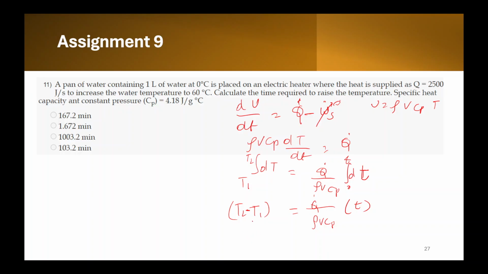So T2 and T1 are given to you, 60 minus 0, 60 degrees Celsius, into Q dot is given to you, 2500 joule per second, upon rho, which you can say is 1 gram per milliliter, and your volume is given to you as 1 liter, so you can take this as 1000 milliliter, into your Cp is 4.16. Because this is in joule per gram, that's why I took the density in gram per milliliter. So into your time. So time comes out to be, keep the units consistent, that's why the conversion is required.